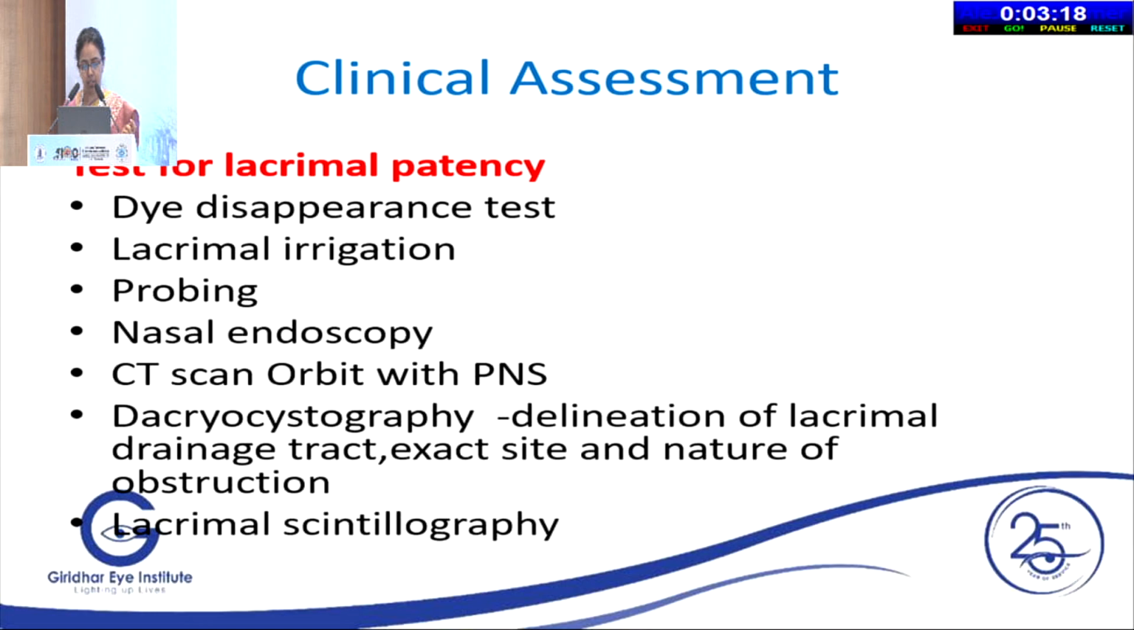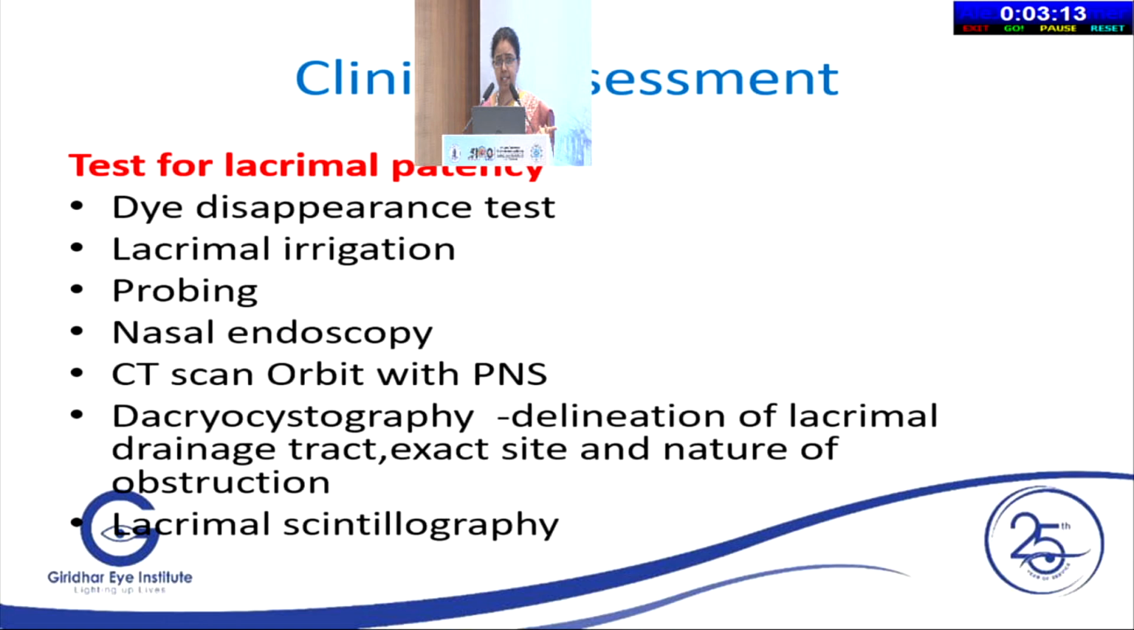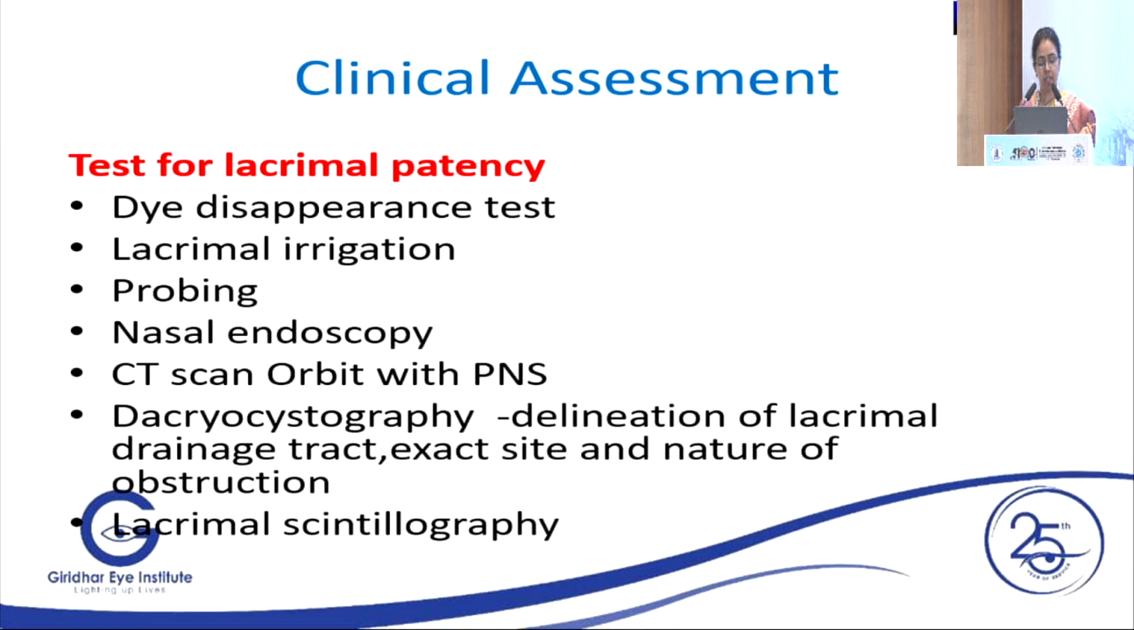Very, very important is the nasal endoscopy: why it has failed, whether there are any nasal causes, any granulation tissue obstructing the ostium, etc. Then in some cases, you might require imaging, CT scan of the orbit with PNS, especially if you're suspecting some tumors or inflammatory causes, or even to assess the relationship and the size of the ostium. Then dacryocystography and lacrimal scintigraphy can be done, but there are financial implications also. So DCG will delineate the lacrimal drainage tract, and you know the exact site and nature of the obstruction.